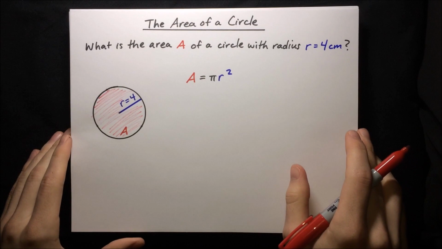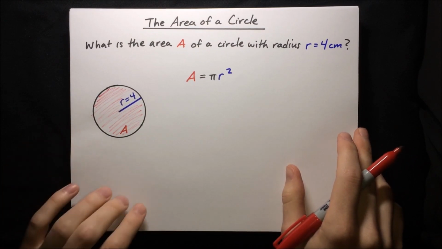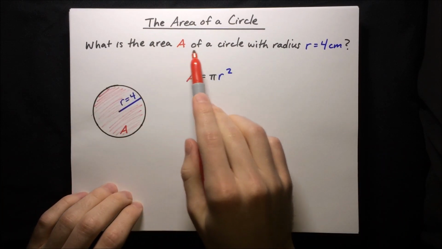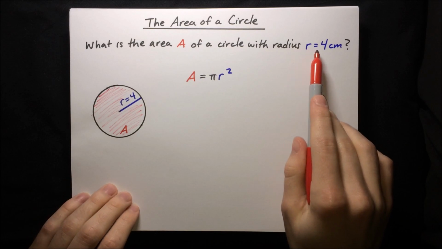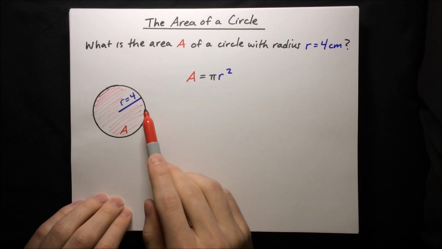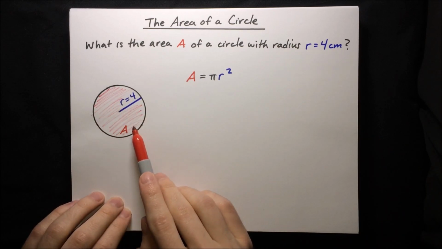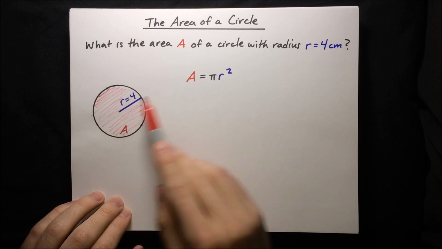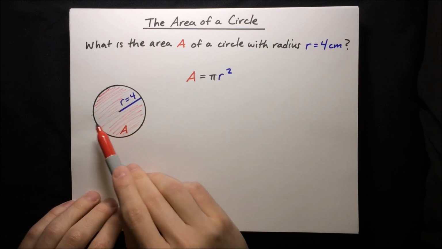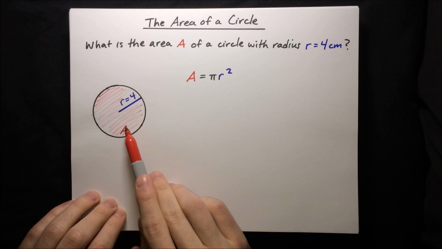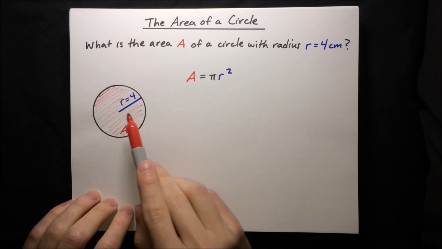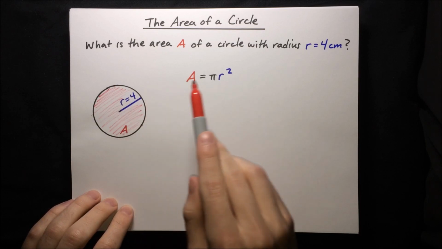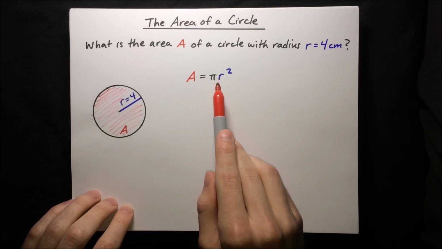Alright, so let's put this formula to use with an example. What is the area A of the circle with radius r equals 4 centimeters? Here we've got a little diagram of the circle. We've got the radius r equals 4 centimeters, and we want to find the area within the circle. So we're just going to plug this radius, r equals 4, into our area formula here.